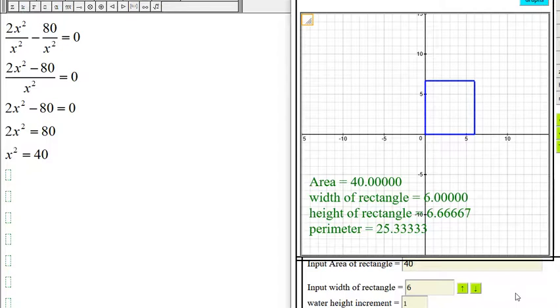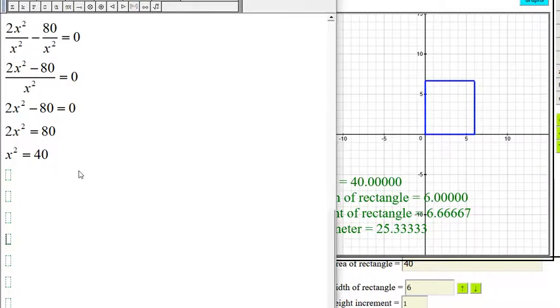And again, from the graphic here, we see that for minimum perimeter, the width and the height of the rectangle should be around 6 something. And so here we take the square root of both sides, and we get x equals the square root of 40. And the square root of 40 is about 6.32455.